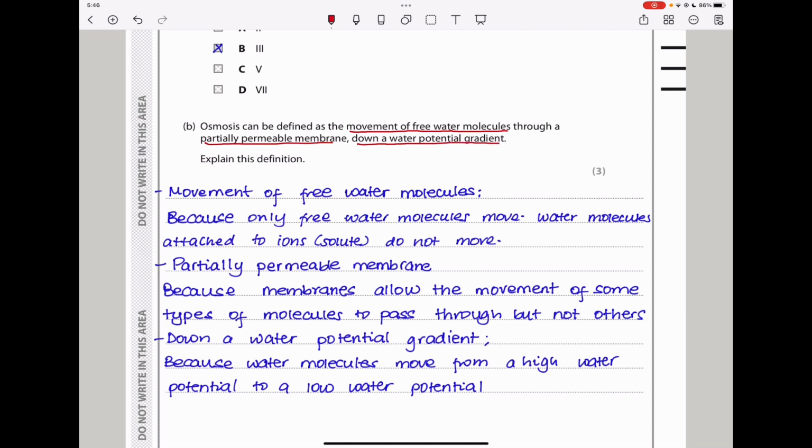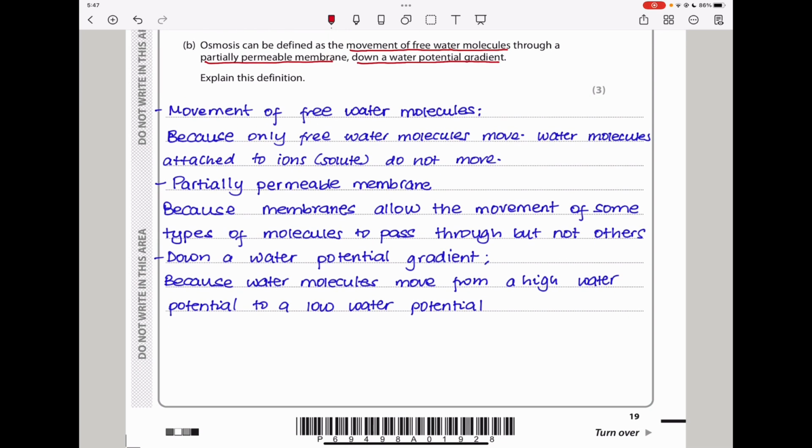So down here I said movement of free water molecules because only free water molecules move. We have to know that water molecules that are attached to ions or other solids are not going to move because they will not be free. The next part says partially permeable membrane because it allows only movement of some types of molecules to pass, but not others, meaning it's going to be kind of selective. Then the last part says down a water potential gradient because water moves from a region of high water potential to a region of low water potential. That is how we define osmosis.